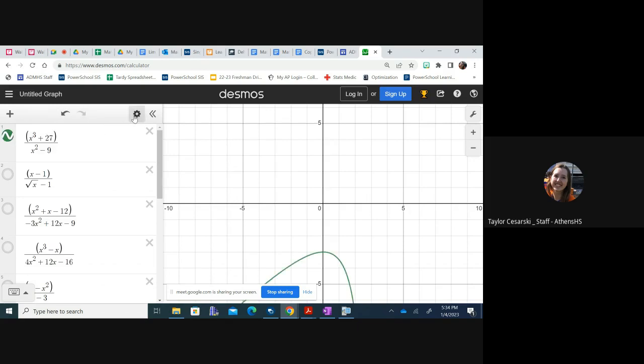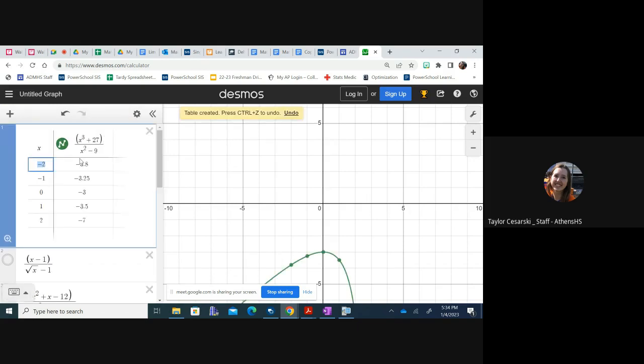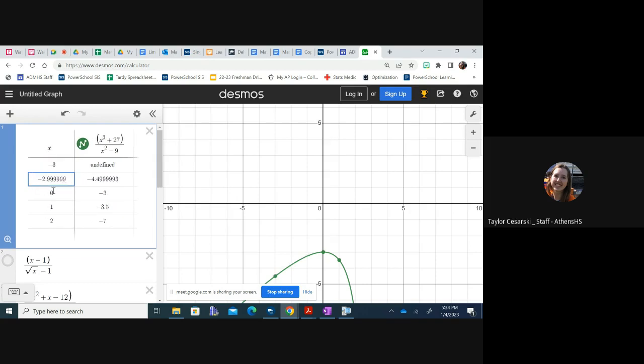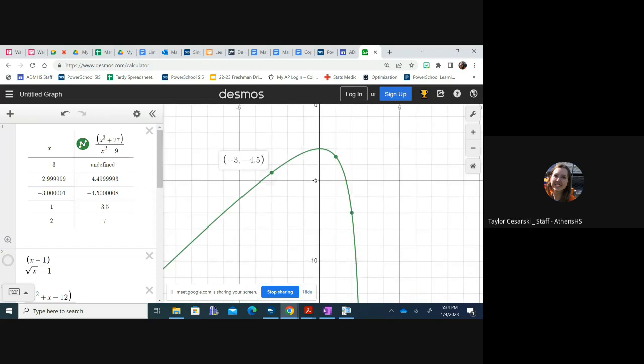and turn that graph on. Okay. So -3 actually does not exist, but what if I went on either side of it? So -2.999, -3.0001, and notice that it's coming closer and closer to that -4.5. So even though the actual value does not exist, looking on my graph, it's going to get closer and closer to that -4.5.